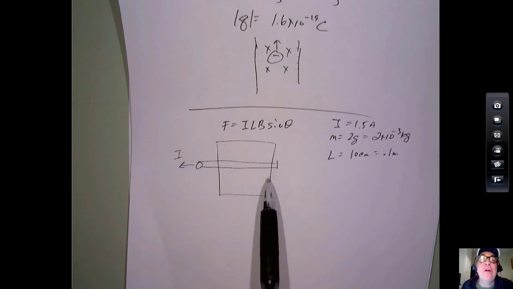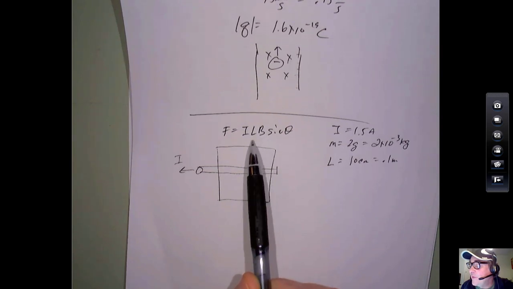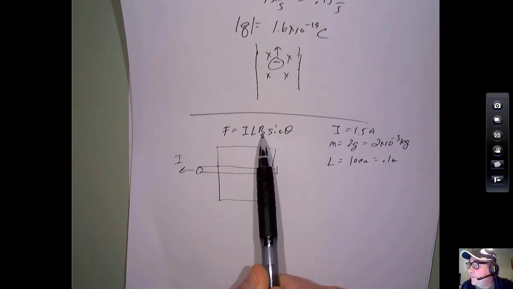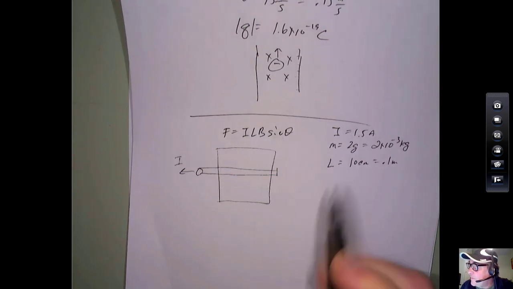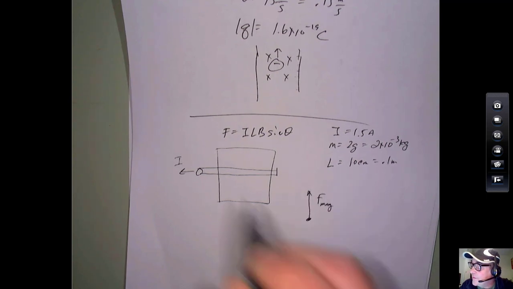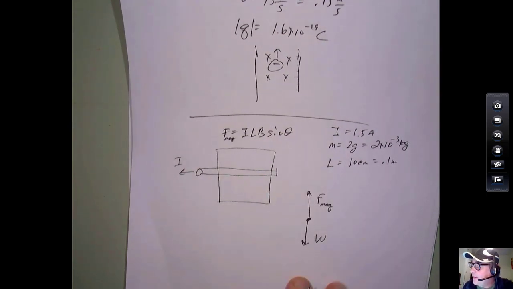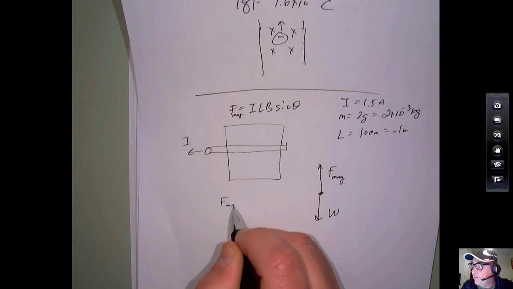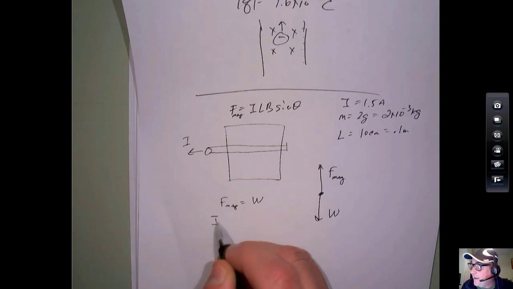Now, current is moving charges. Moving charges in a magnetic field experience a force, so this wire is going to experience a force. Here's the magnitude of it. Current times the length of the wire that's been exposed to the magnetic field, times the field strength, and then the sine of theta. So in this problem, if we did the free body diagram, we would have the magnetic force up. This is the magnetic force. And then we would have the weight down, and they're balancing each other. So magnetic force is equal to the weight. And then I could put in what each of those is, I, L, B.